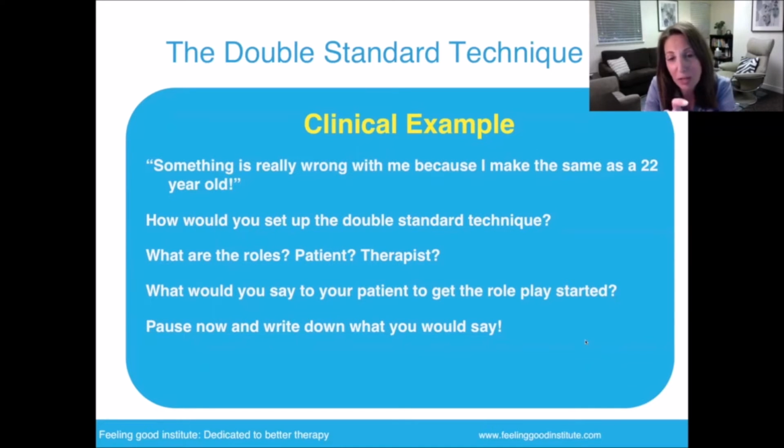It's kind of a general description that will be the same for every patient, but rather, how are you going to get this particular role play started with this particular patient who has this particular negative thought? Something is really wrong with me because I make the same as a 22-year-old. So I'd like you to pause the training now and write down what you would say. How would you set up the role play? What are the roles? And what would you say to your patient to get the role play started?